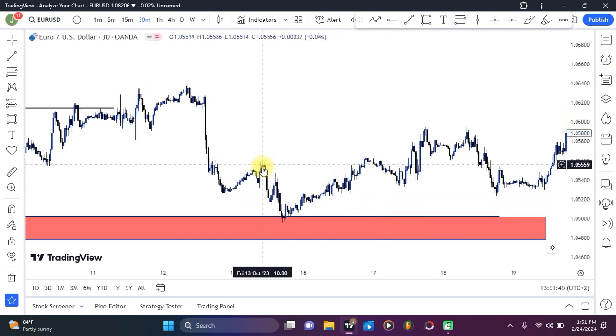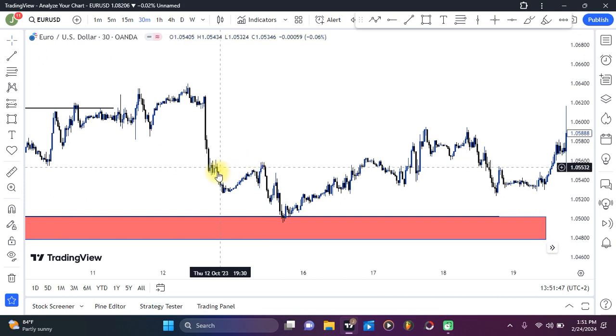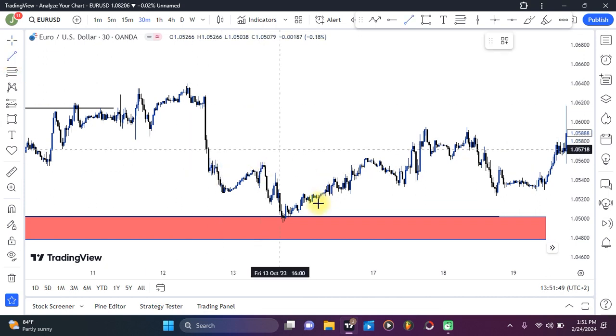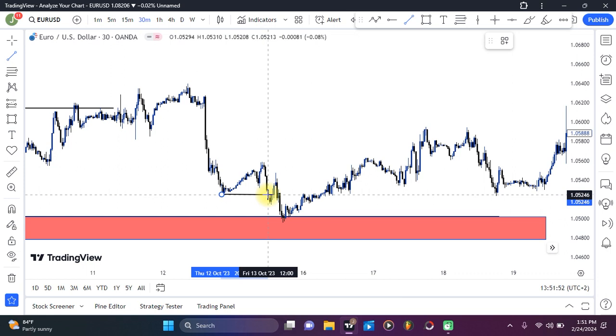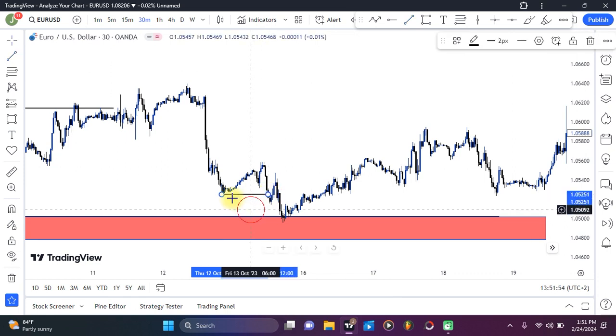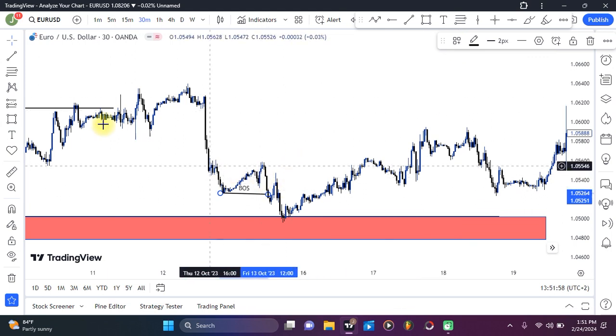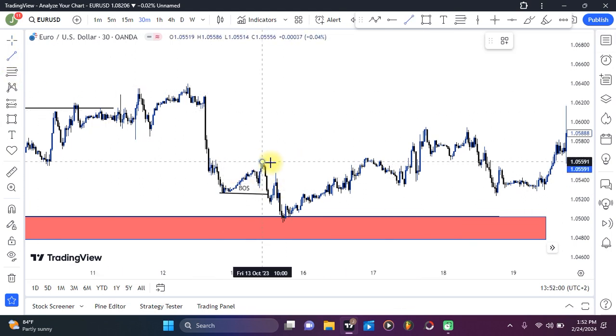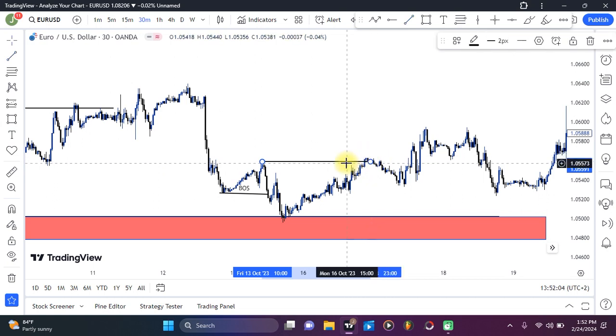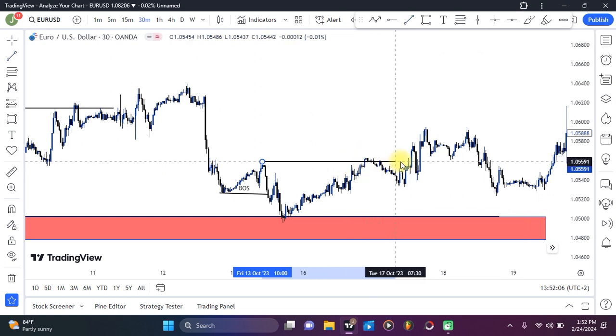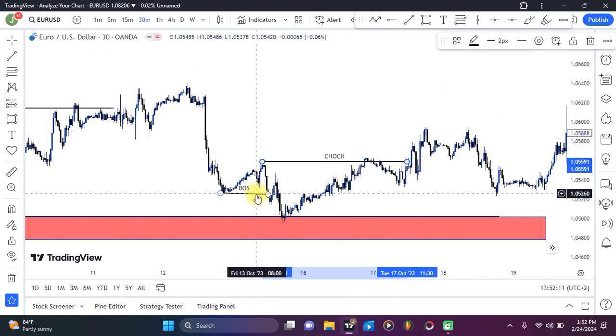And then as SMC traders, you know how we mark this thing. Let's look at this minor structure here. We had a break of structure to the downside, so let's label that. We had a break of structure to the downside, and then we had another change of character here to the upside, and this is a minor change of character.